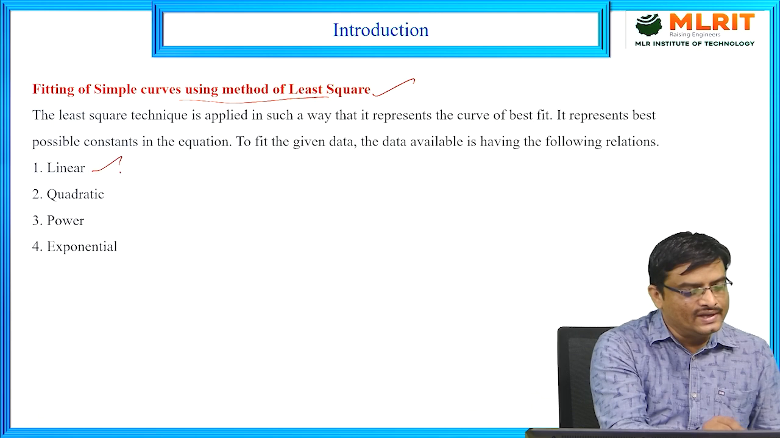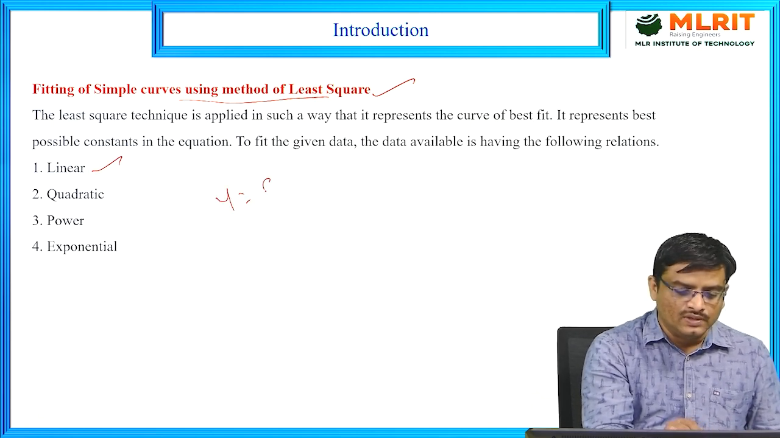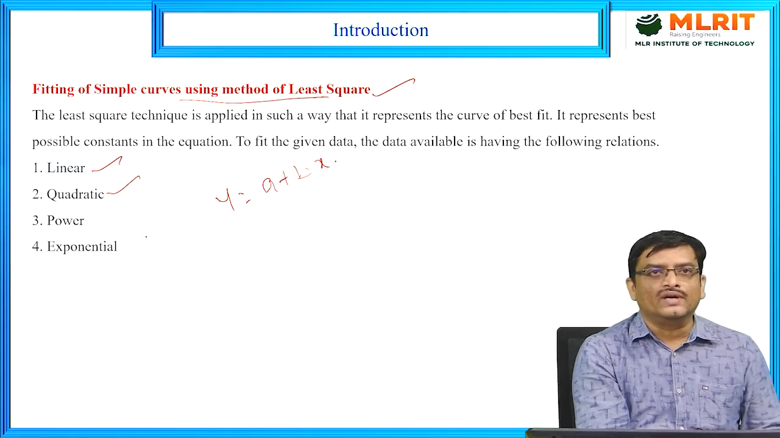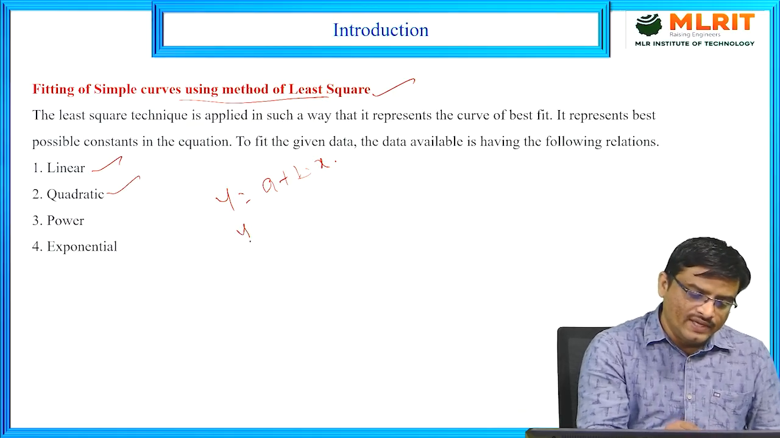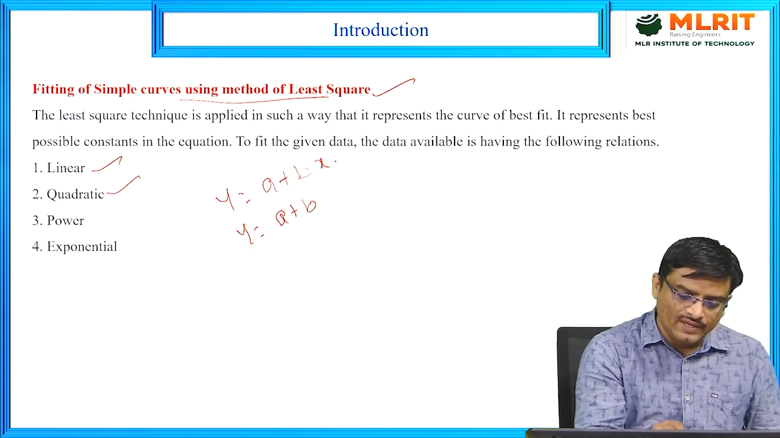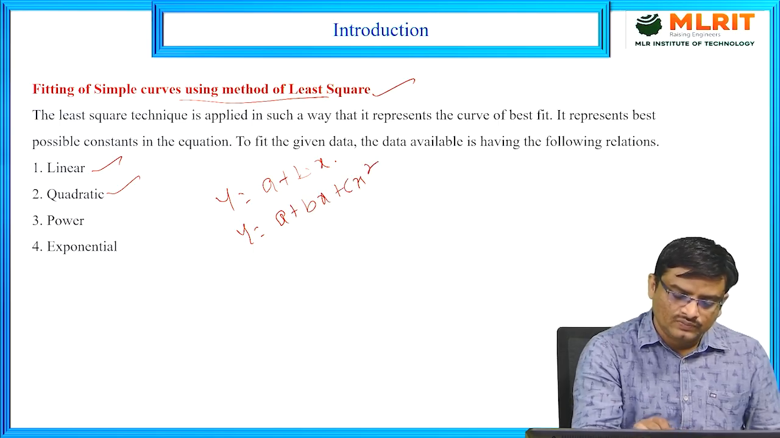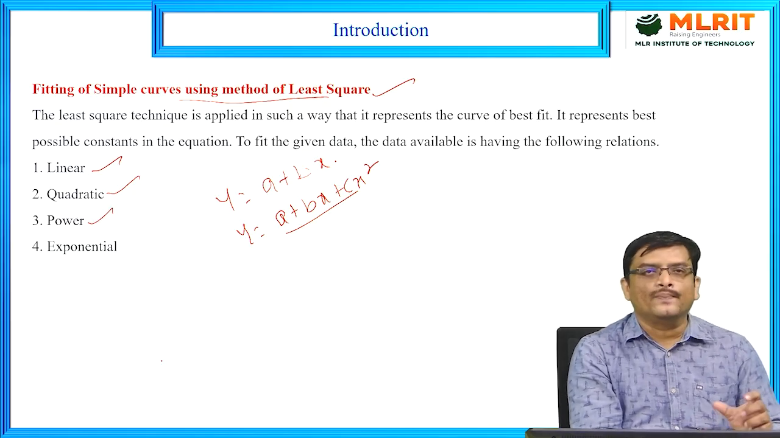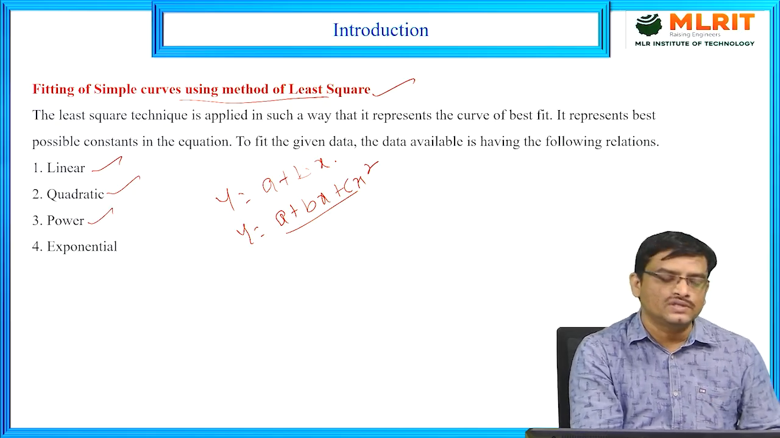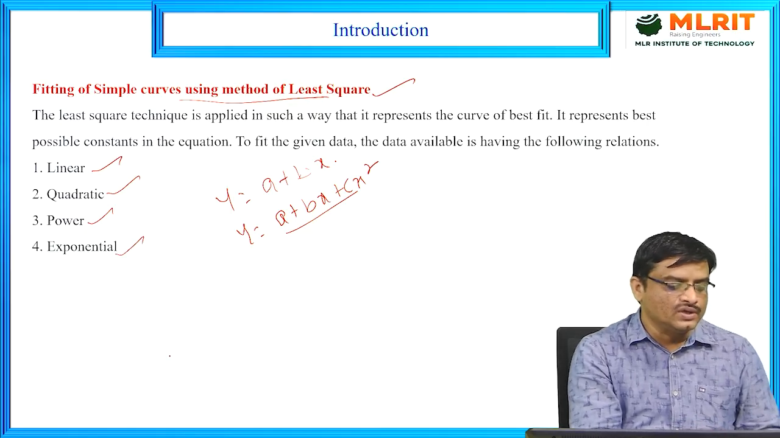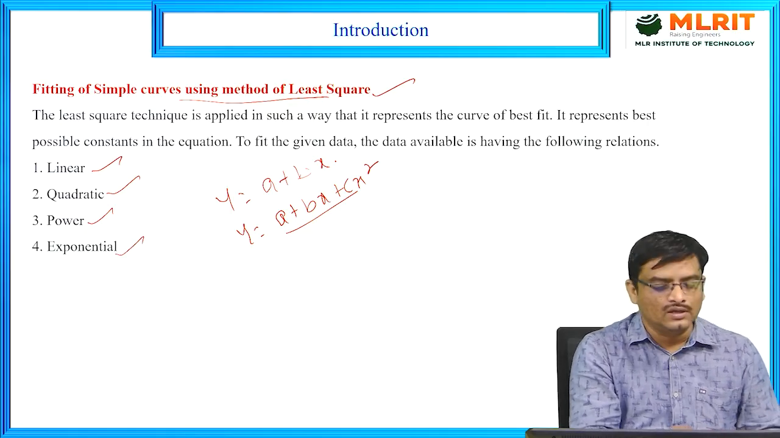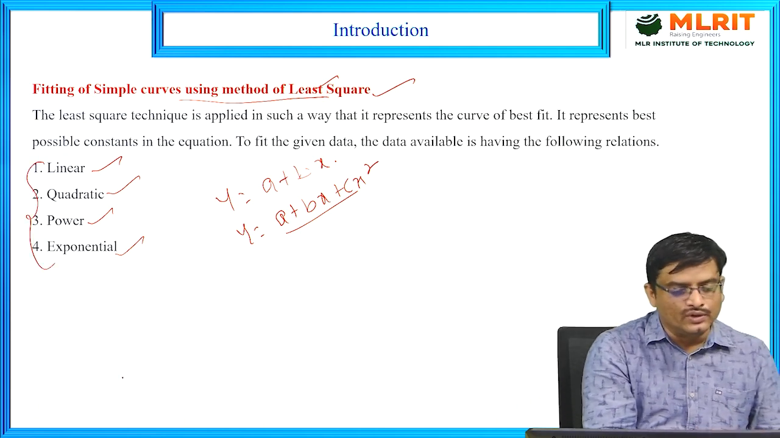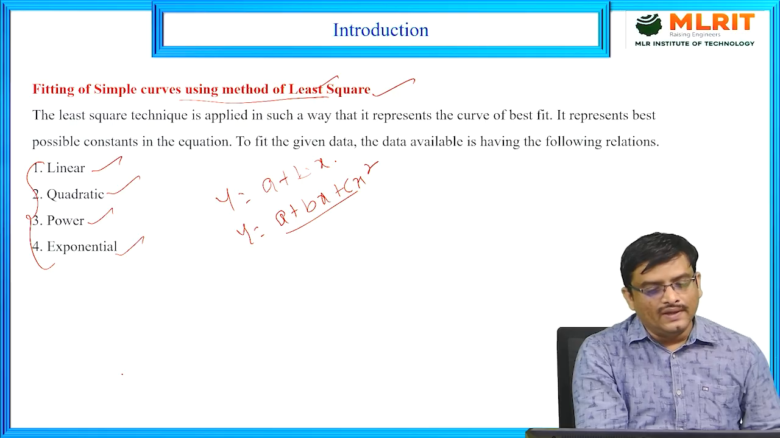So now, fitting of a simple curve using least squares. We have a linear curve, that is a straight line, y is equal to a plus bx. And we are going to discuss a quadratic curve, a second degree polynomial, that is y is equal to a plus bx plus cx square. We are going to study how to fit a power curve by using the concept of least squares, and finally how to fit an exponential curve for the given data. So these are the 4 curves we are going to discuss in curve fitting here.